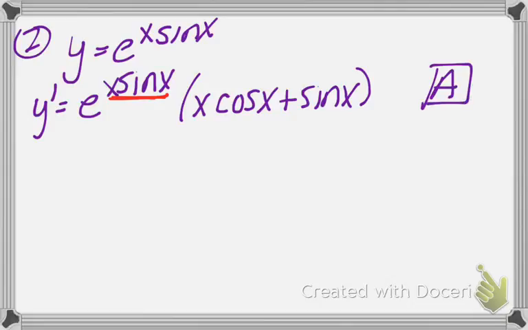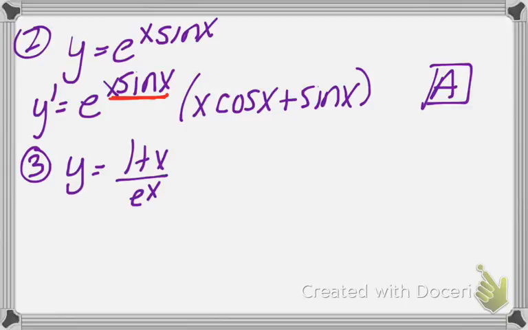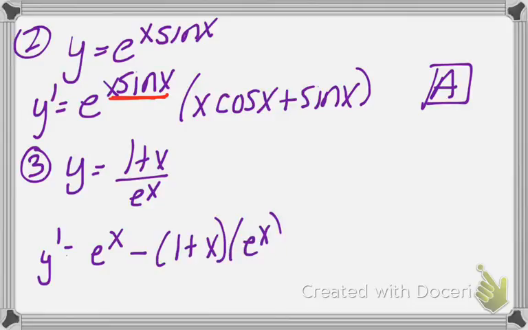Okay, number 3 is not multiple choice, so we don't have to simplify. Okay, this is going to be a quotient rule. So it's the bottom times the derivative of the top, which is just 1, minus the top times the derivative of the bottom, all over the bottom squared. Actually, if you wanted to simplify this, I'm going to do it because it cleans up really nicely.